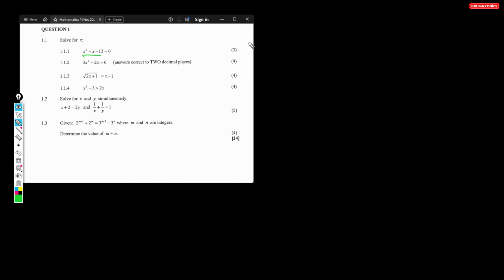So the first thing that I'm going to do is to write down the equation. x squared plus x minus 12 is equal to 0, right? So we're just going to look for the factors that when we multiply them, we get 12, and when we add them, we get a positive 1, right? So we have to make sure that when we add those factors, we get the right value.